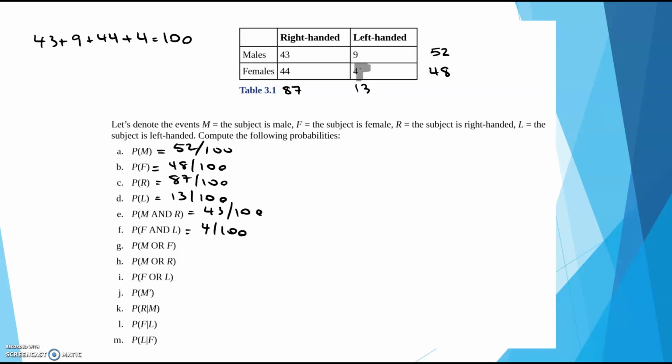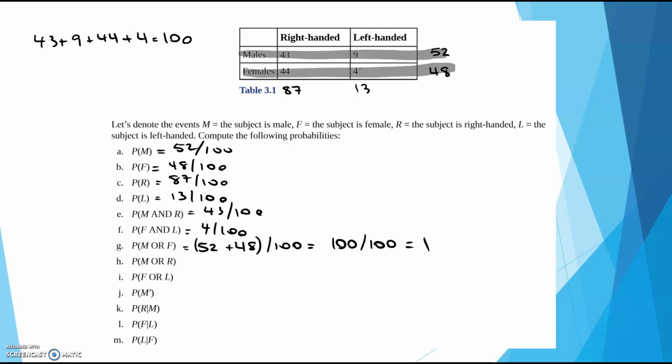So probability of male or female. Remember, we're going to combine together, no repeats. So we said that we had, looking at this one, a total of 52 guys and a total of 48 females. So what we're going to do here is take 52 plus 48 divided by 100, which is going to give us 100 divided by 100, or 1, because that's all the people that we're actually looking at here.